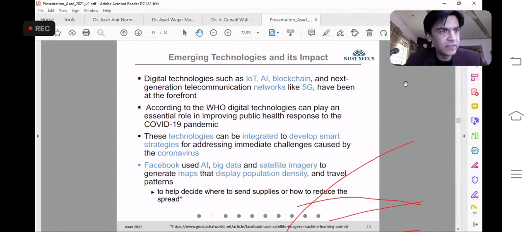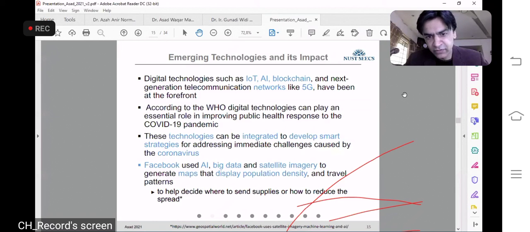So similarly, in the recent past, Facebook used AI, big data and satellite imagery to come up with maps which can help us identify population density, and based on that, they can define what kind of advertisement they have to send to suppliers, right? So Facebook is already using this kind of technology. So when the opportunity came, they used the same technology to identify the pandemic patients, right? So they are the innovators. They are already one step ahead of the others, right?